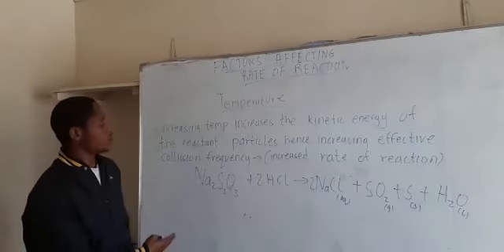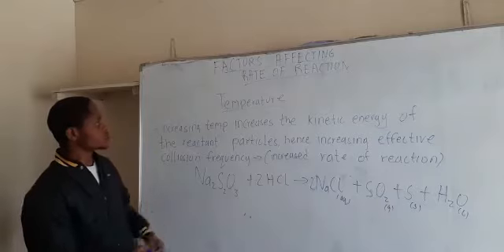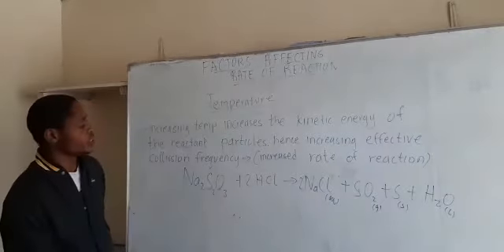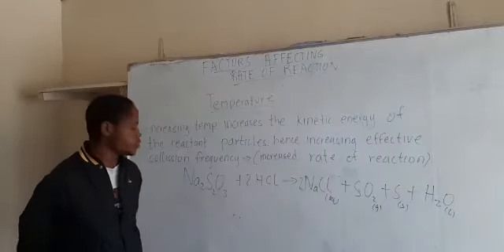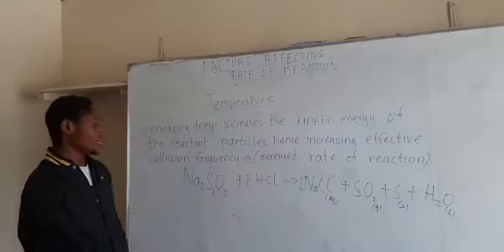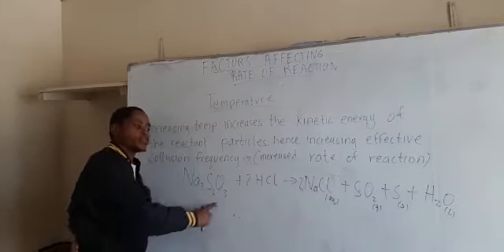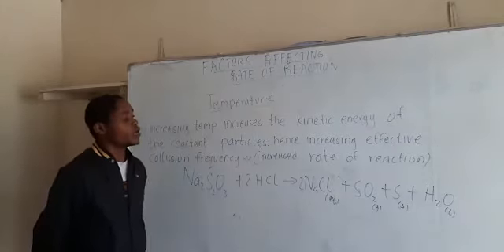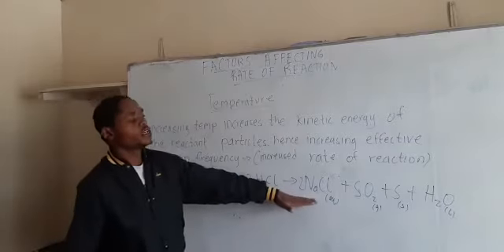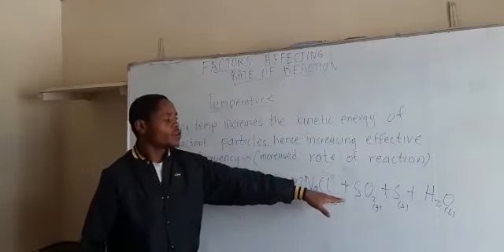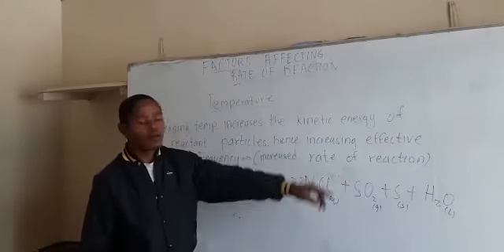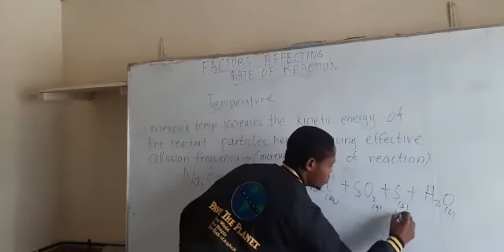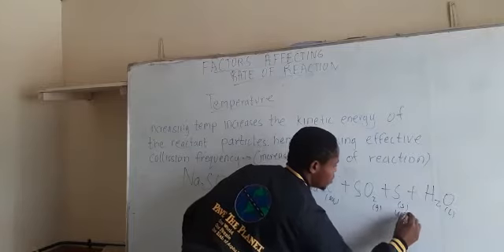A good example of a case where we can use a simple experiment or equation to prove this is that we can react sodium thiosulfate with hydrochloric acid, and once we react the two, we should be able to form sodium chloride, sulfur 4 oxide, sulfur, and water. So sulfur here is normally a yellow PPT.